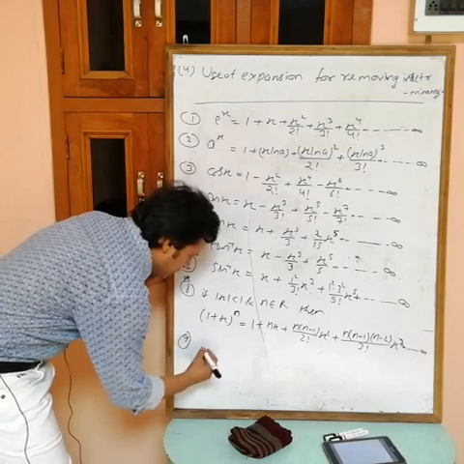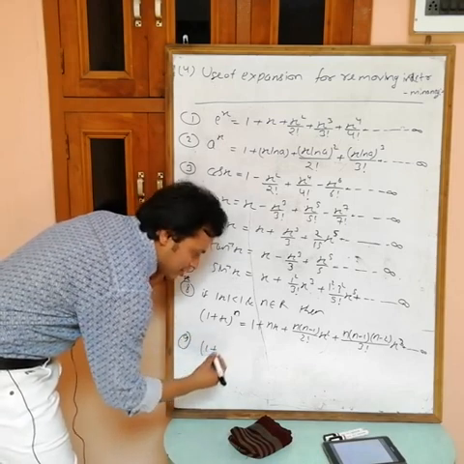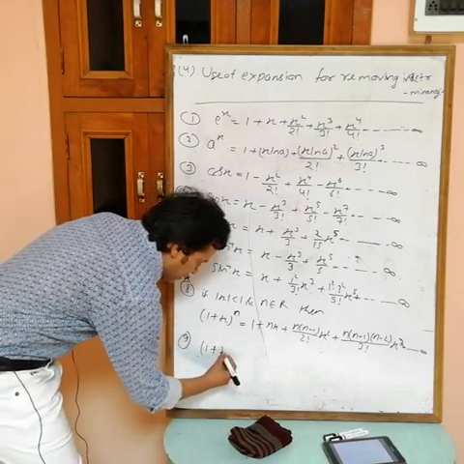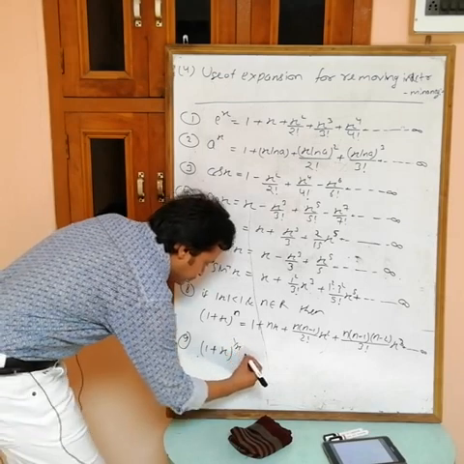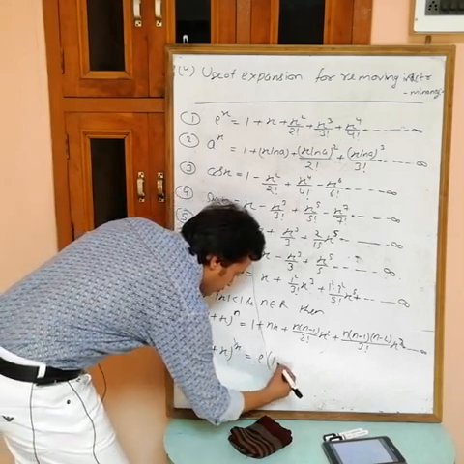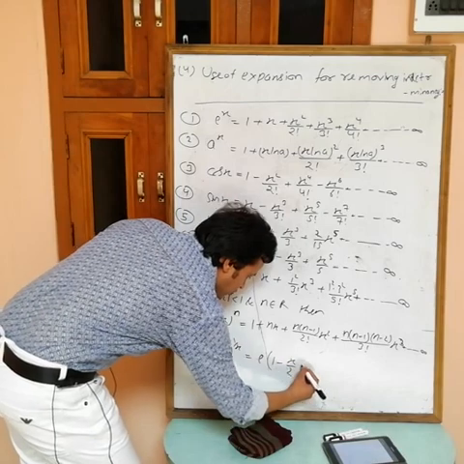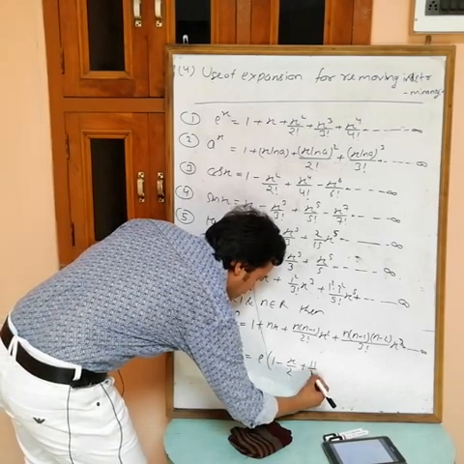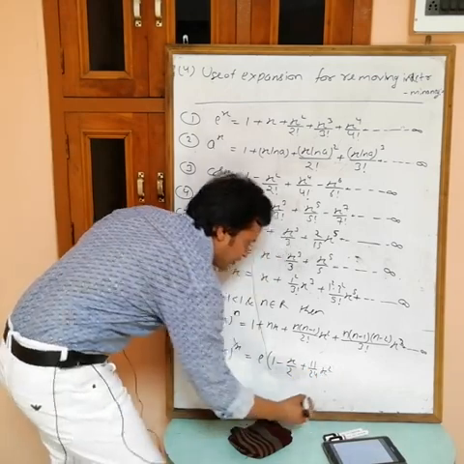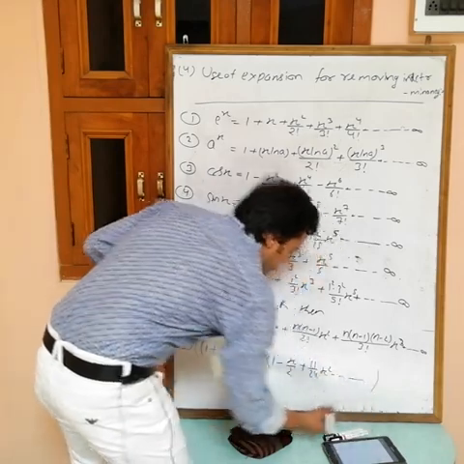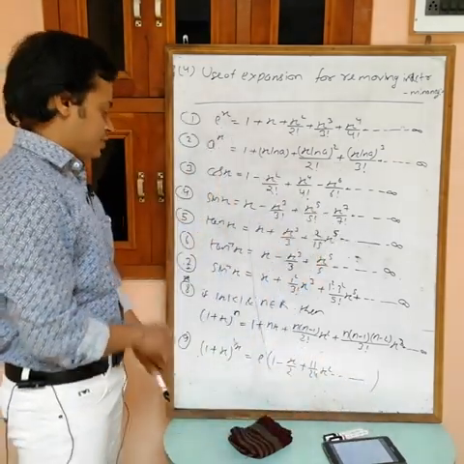And the ninth one is 1 plus x power 1 by x, which equals e into 1 minus x by 2 plus 11 by 24 x square. Remember up to only 3 terms.